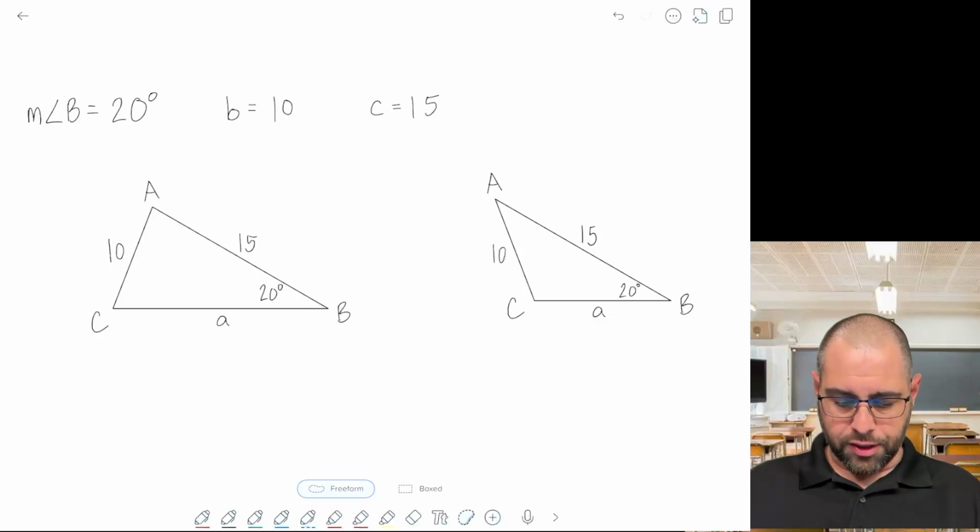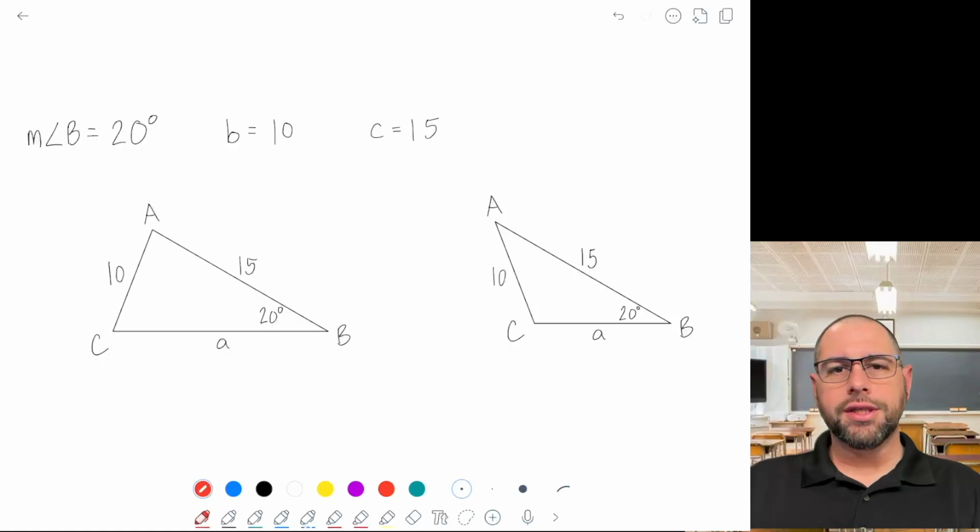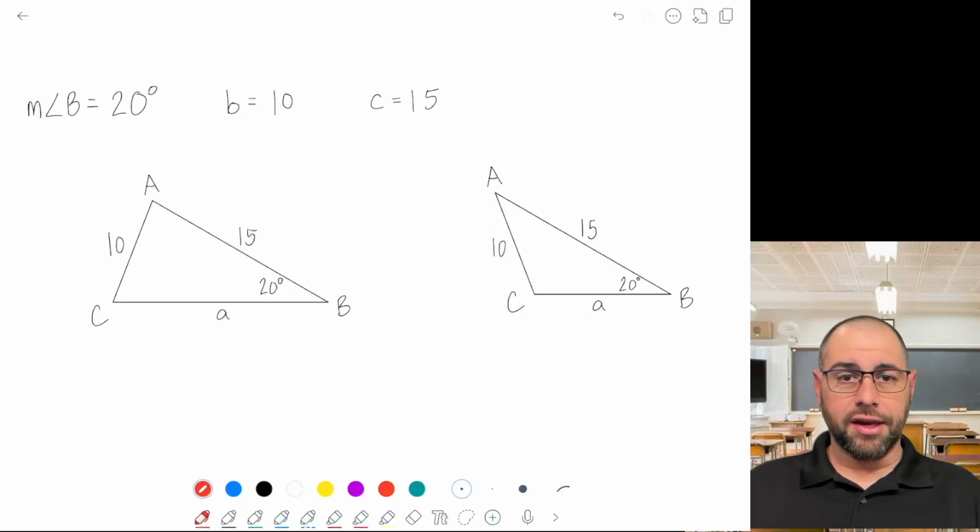And this is why the side-side-angle case has two triangles. With this case, that means we have to do the law of sines twice. And at the end, there will be two answers. Let's go and look at a problem and see what we need to do. How do we create the second triangle?